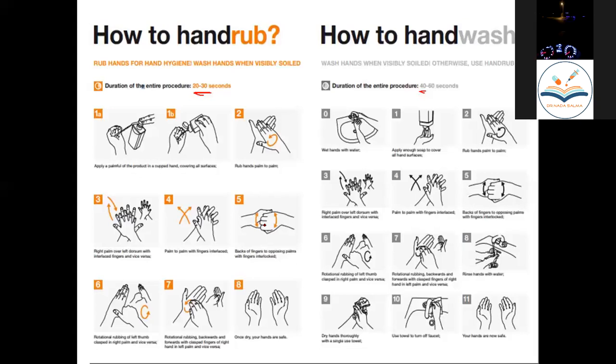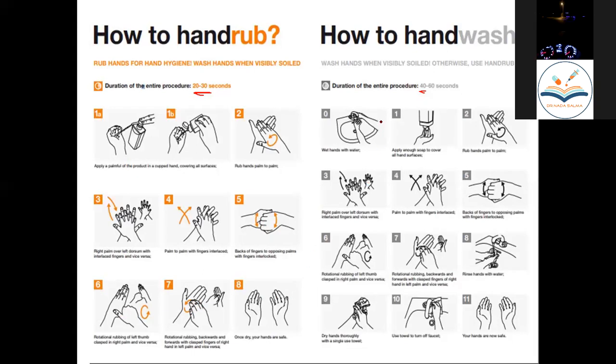And then the fifth step is rubbing the nails in your palms. We take the nails and rub them up and down in the palms. Then left and right thumbs should also be rubbed within the palms. And finally, we do circular nail movement on the palms. And this is the procedure of hand rubbing.